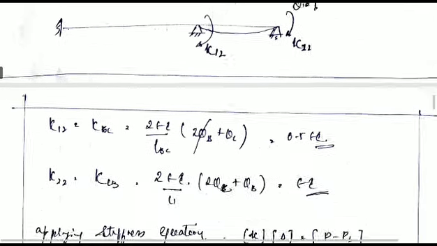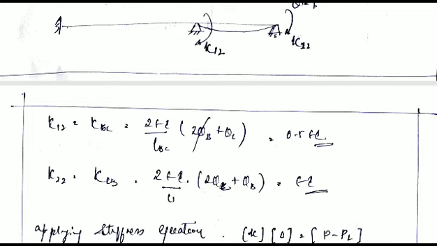Coming to the second stiffness, K22, we can see here K22 equals KCB. KCB is equal to 2 EI divided by 4, that is the span BC, into 2 theta C plus theta B. Theta B will be 0 here because the rotation is applied at C joint. So 2 into 2, 4, 4 by 4, it will be 1 EI. So 1 EI will be the stiffness at the second coordinate joint due to unit load applied at the second joint, that is K22 equals 1 EI.